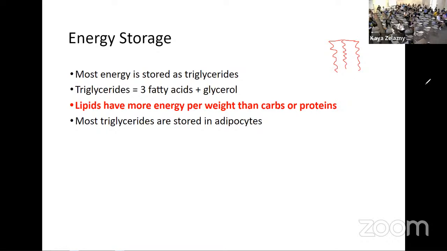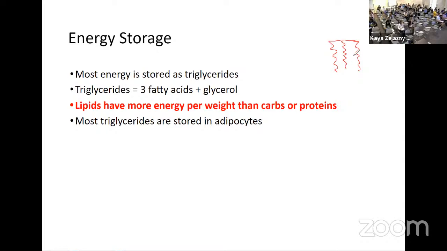Storing your energy in the form of a triglyceride is really helpful because you can cram more energy into those bonds, essentially. So all of these corners, all these points are carbons. We know we just have carbon and hydrogen all over the place in our lipids, and that forms a really dense energy storage mechanism. And we'll look at how in a second. So they have more energy per weight than carbs or proteins.